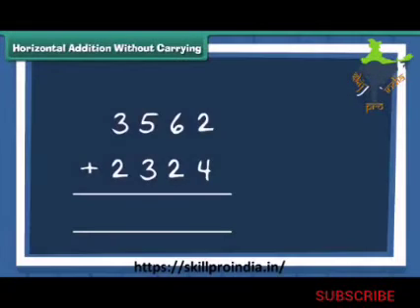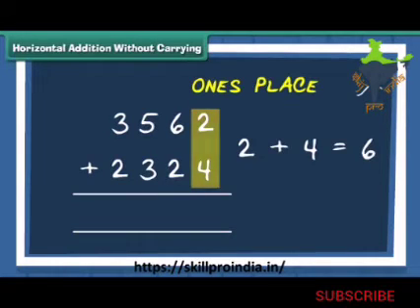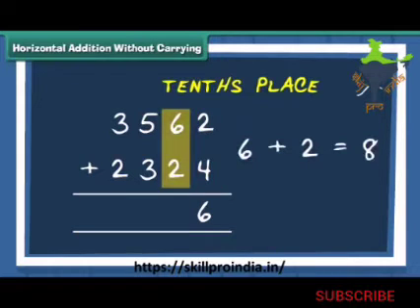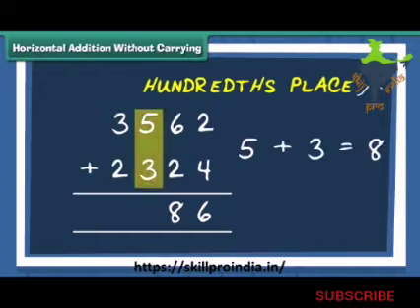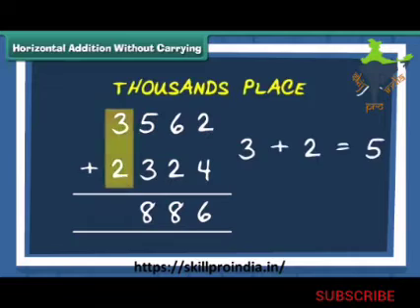We have the 2 numbers 3562 and 2324, which are written as follows. Now we first add numbers at ones place. Next we move to numbers at tens place. Then add the numbers at hundreds place, and finally the numbers at thousands place are added.